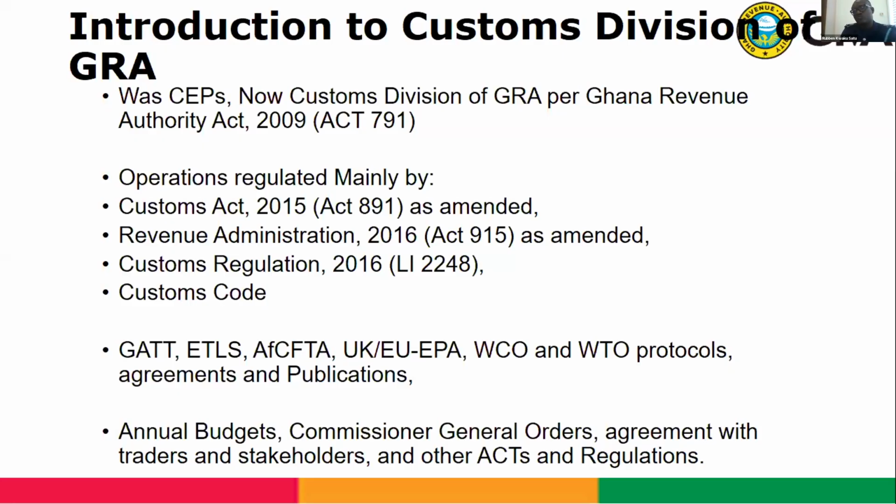So if you want to find out whether you are going to comply with the rules of import, you go to the Customs Act, the Customs Regulation, the Customs Code, or the Revenue Administration Act, and also all protocols by WCO and WTO, and all trade agreements entered into by Ghana for regulation of preferential rates.